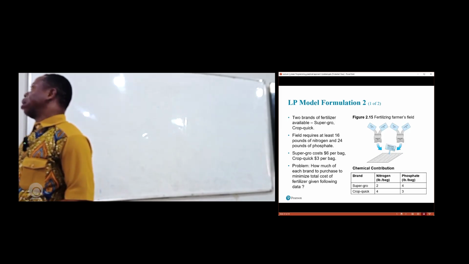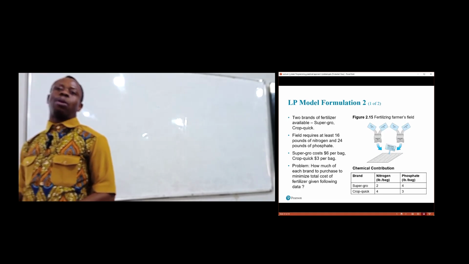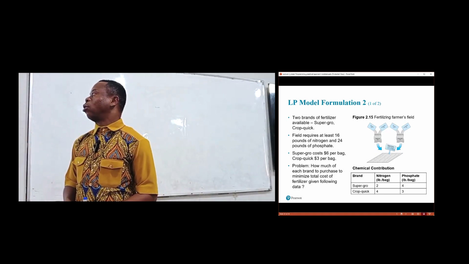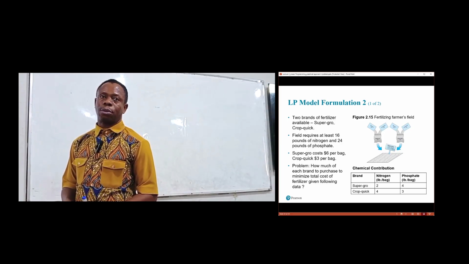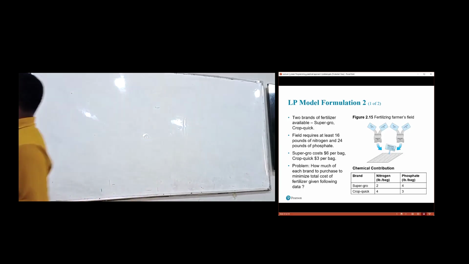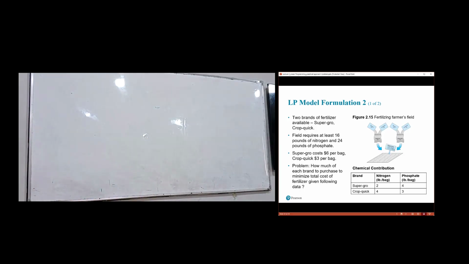They have different prices. Supergrow costs $6 per bag. CropQuick costs $3 per bag. His land requires at least 16 pounds of nitrogen, 24 pounds of phosphate.